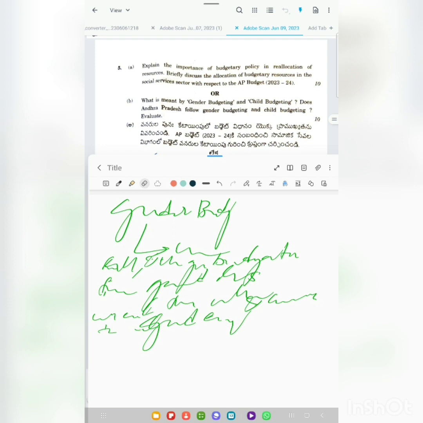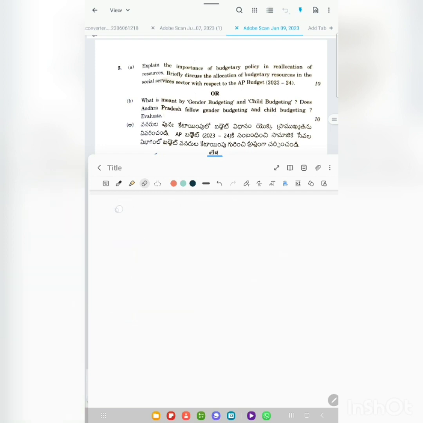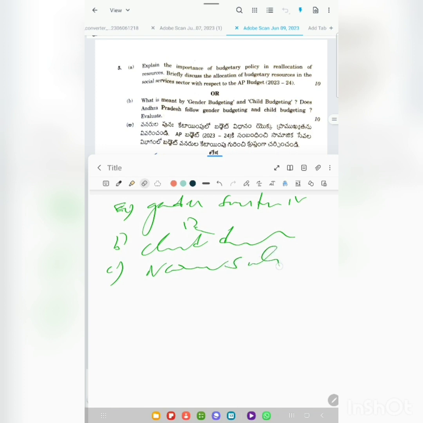Okay, these are the basic things. And yes, Andhra Pradesh does follow gender budgeting and child budgeting in budgetary allocations. So I just wrote these few points and then started writing. As far as the outcome, like evaluate, I just wrote what the positives are: gender sensitivity in budgetary allocations. Okay, and I also talked about child development and various schemes and allocations. So I had very few points.